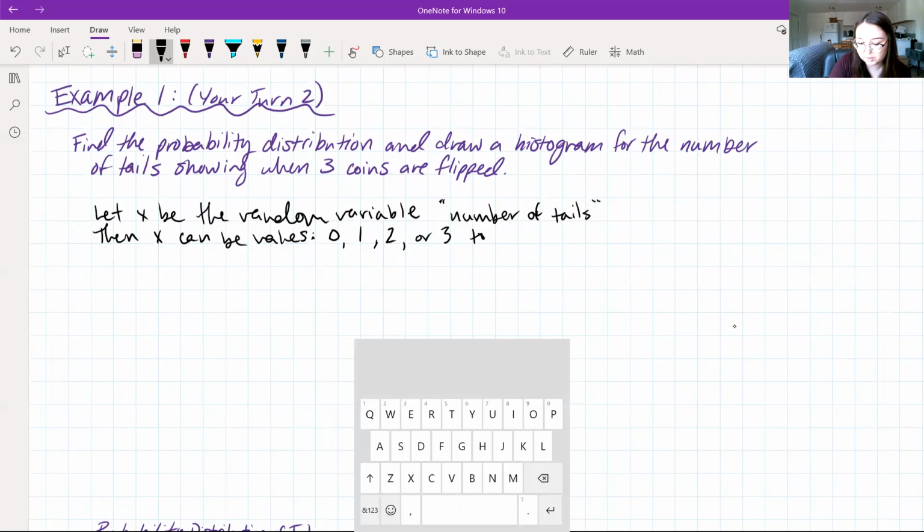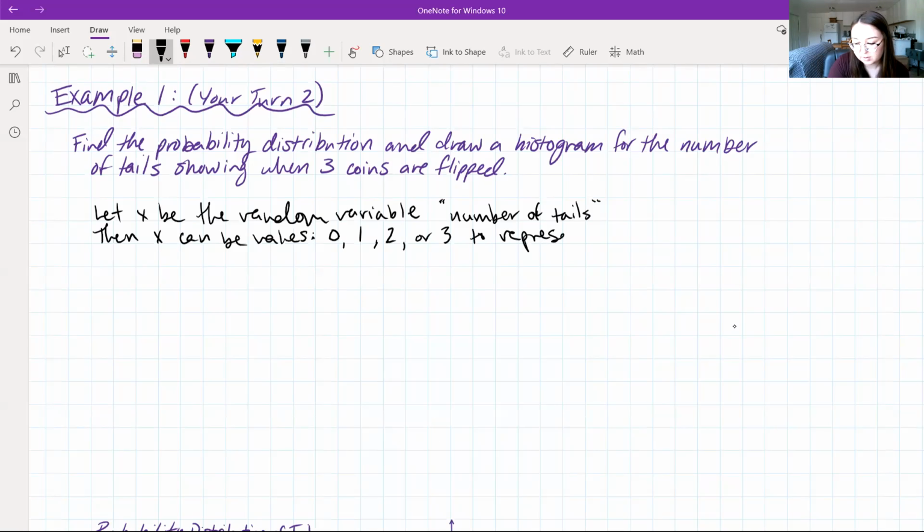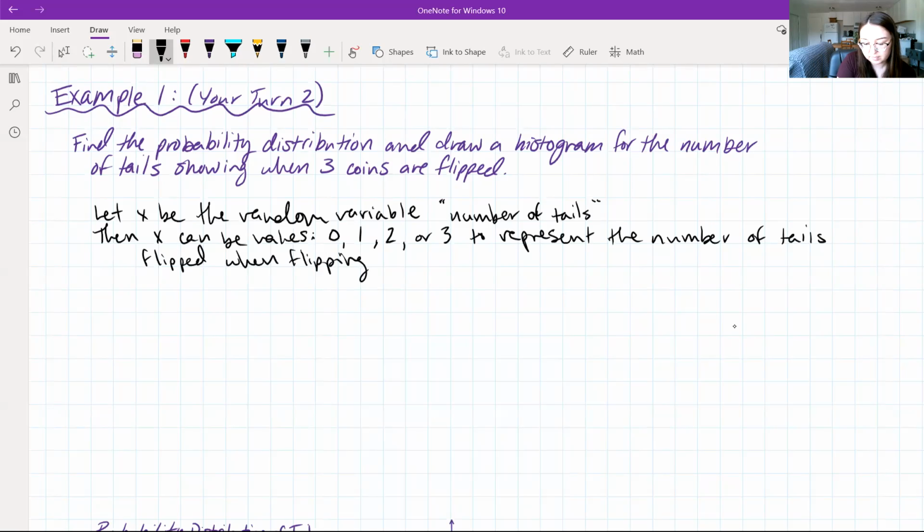And this is to represent the number of tails flipped when flipping 3 coins. So these are all of our outcomes. We can have 0, 1, 2, or 3. We obviously can't have a negative outcome, and we can't have 4 because there's only 3 coins. We can have anything in between.